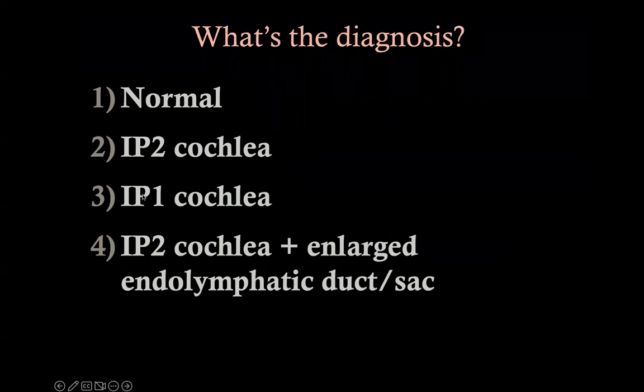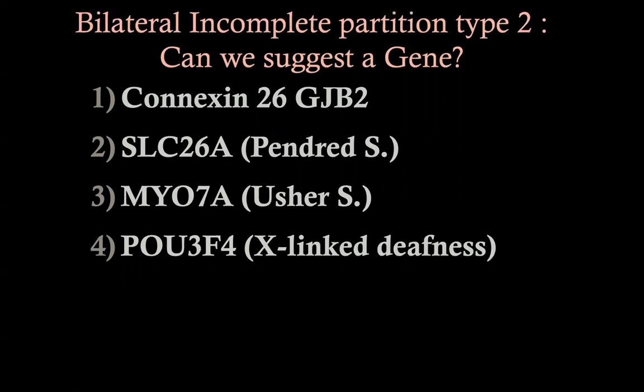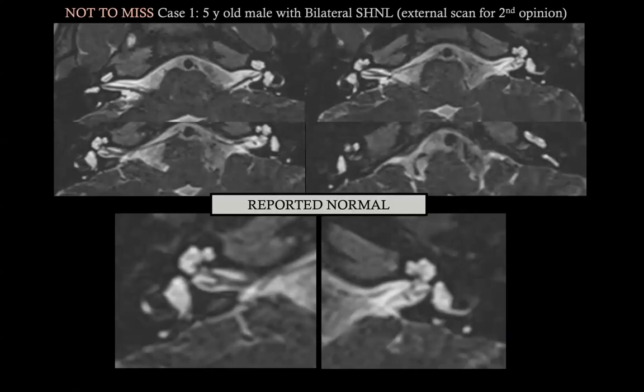Incomplete partition type 2, incomplete partition type 1, or incomplete partition type 2 plus enlarged endolymphatic duct and sac. Well, in this case, there was just an incomplete partition type 2. And why is that so important? Because this is bilateral and symmetric. We have this flattening of the lateral profile, empty upper part.